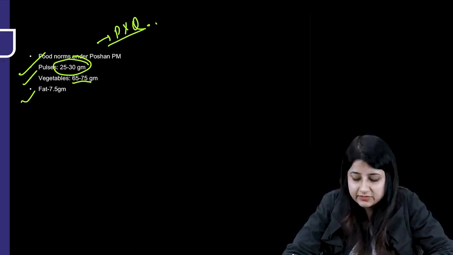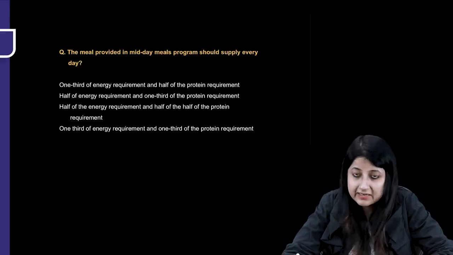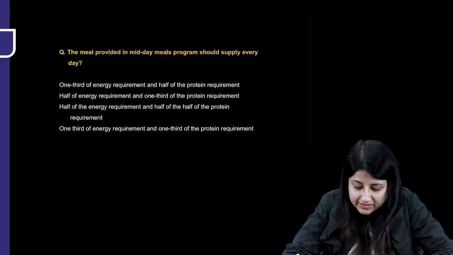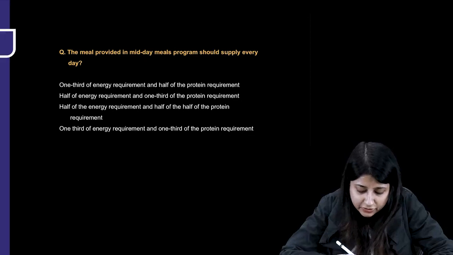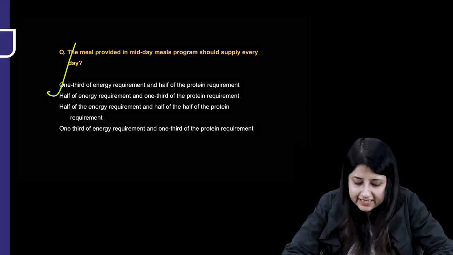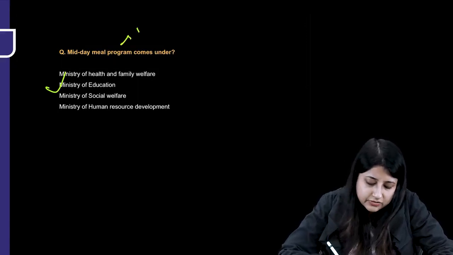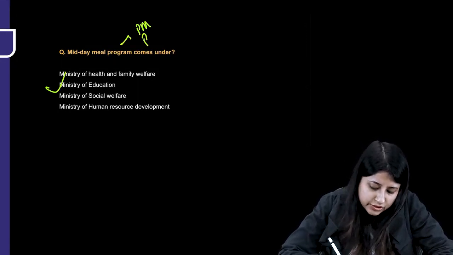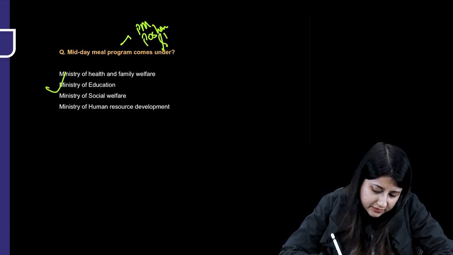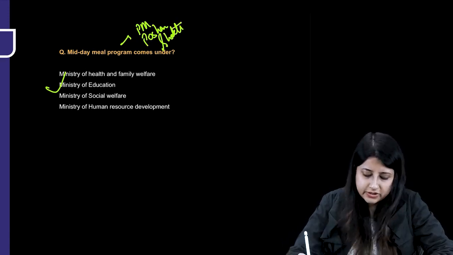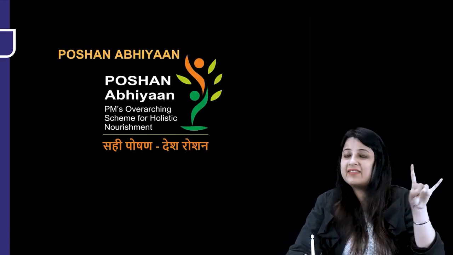Now remember, there's a fixed menu, but it is an improvised menu. And in drought affected areas, even during holidays, this meal is being provided. That question can come. So the meal provided in midday meal should supply 1/3 of energy and half of protein. Midday meal is now under Ministry of Education. So remember, it is PM Poshan Shakti. What is the name of this program now? PM Poshan Shakti.